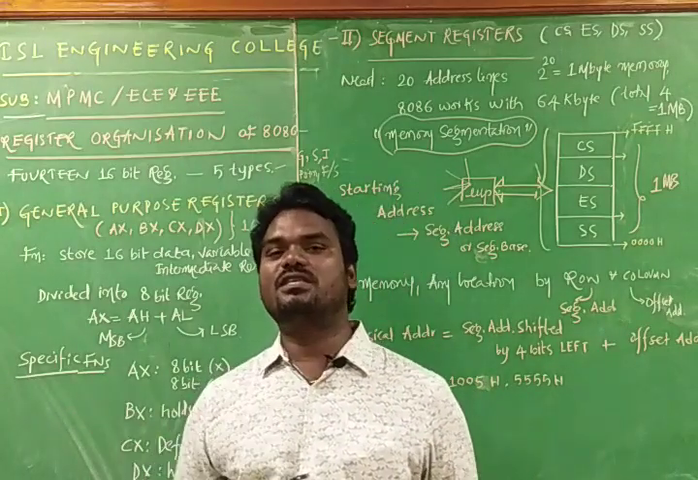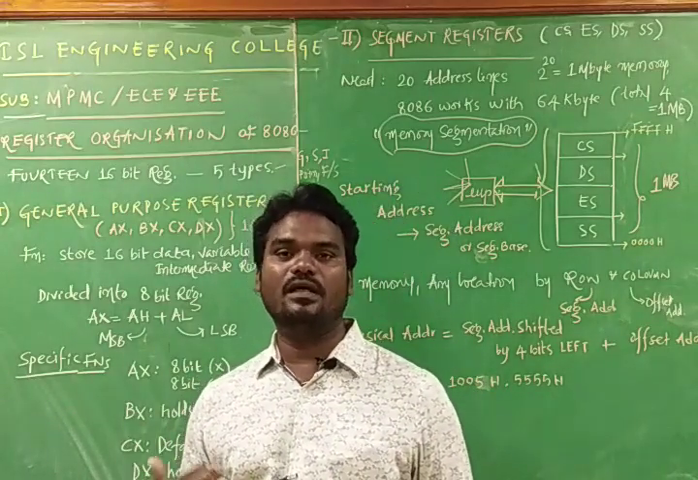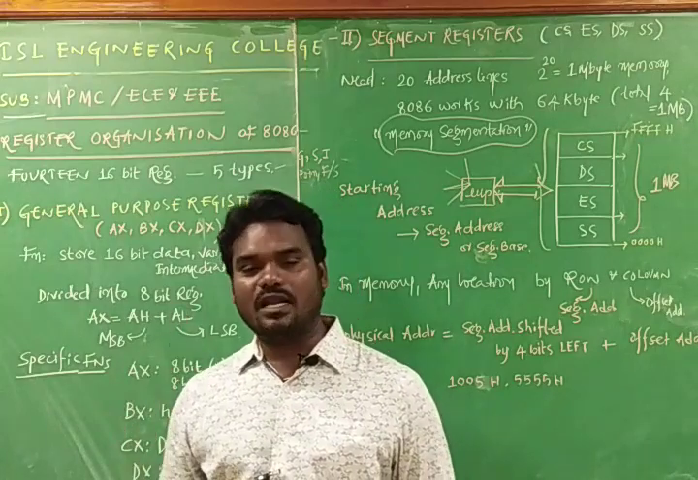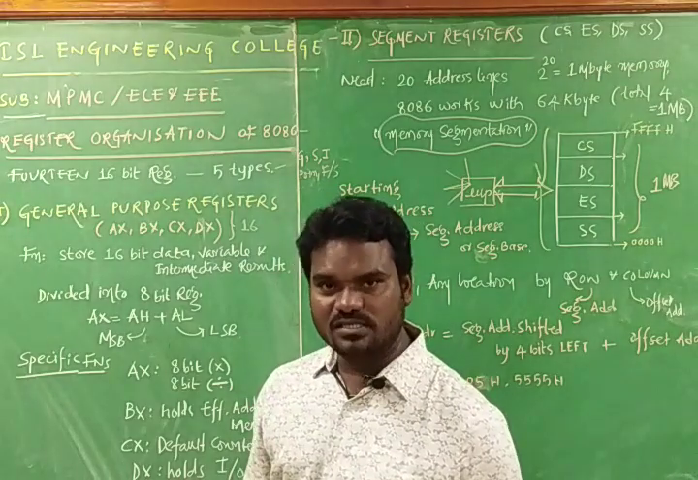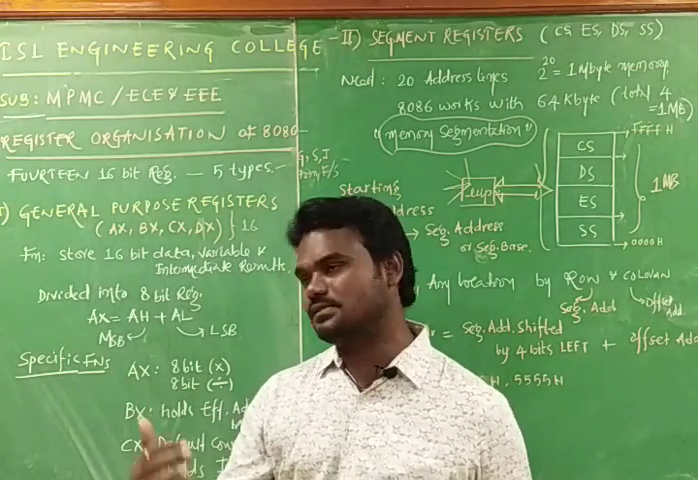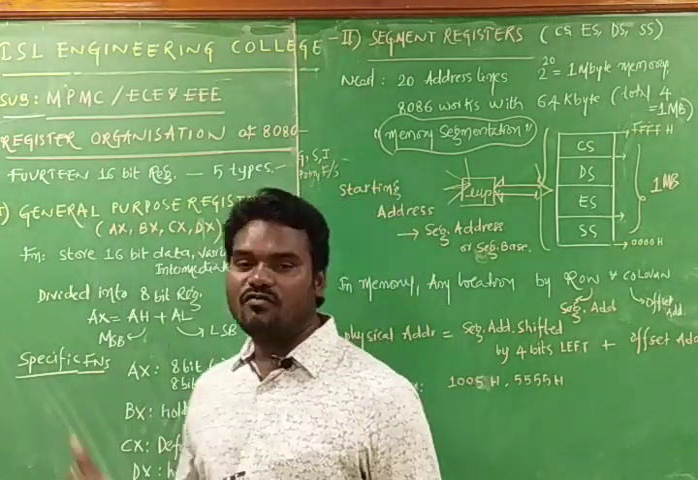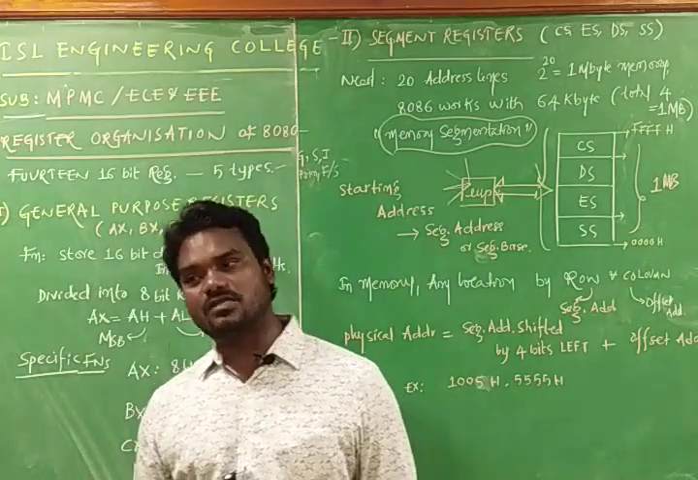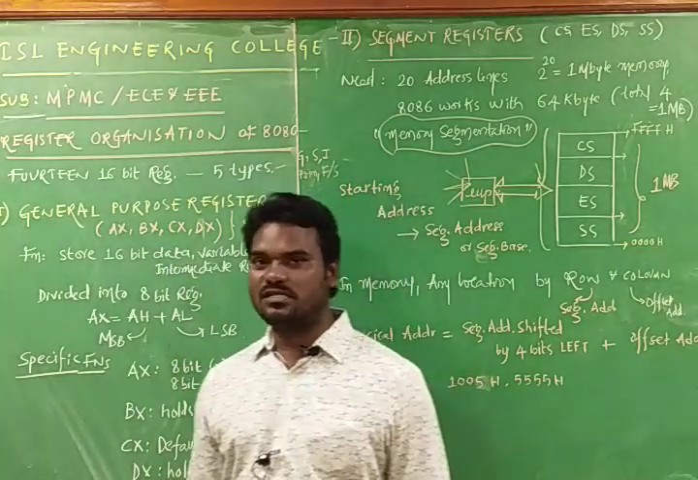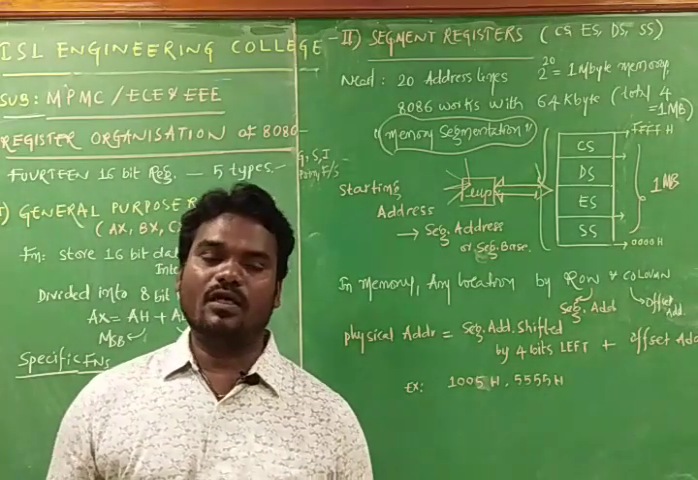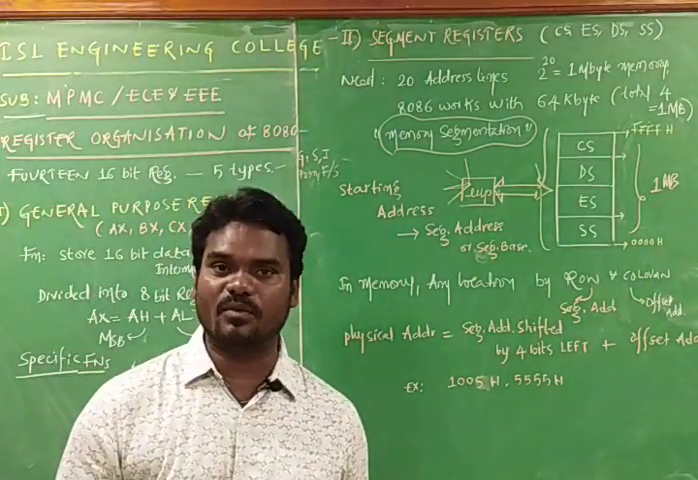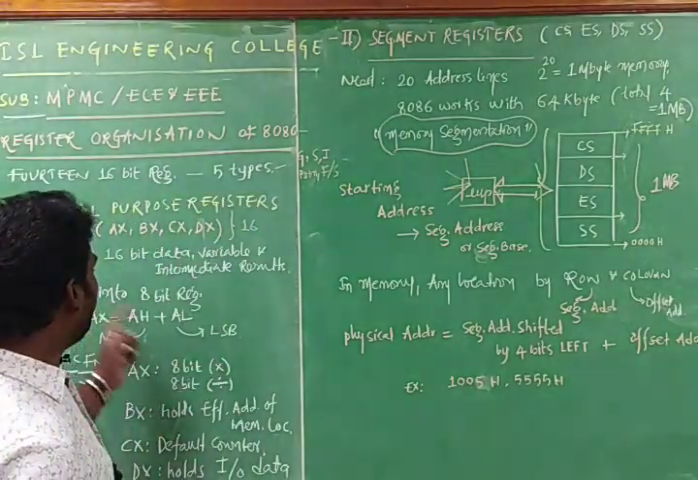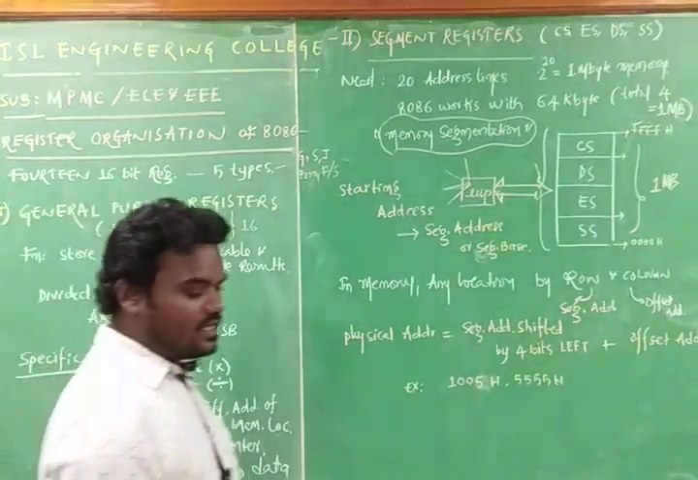Getting data from these registers is very fast compared to getting data from the outside memory. Whenever the microprocessor is accessing data from the internal registers, the speed of the processor is higher than when the processor is accessing data from the input output devices or the memory.